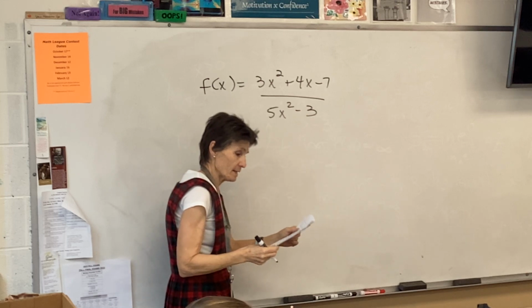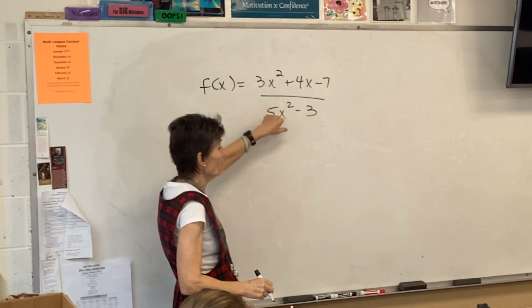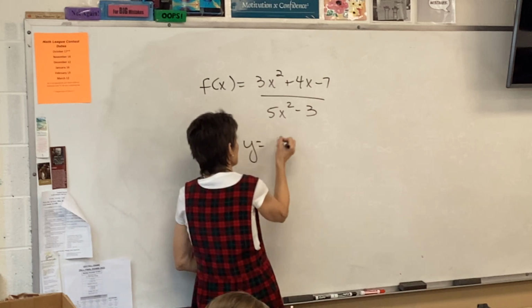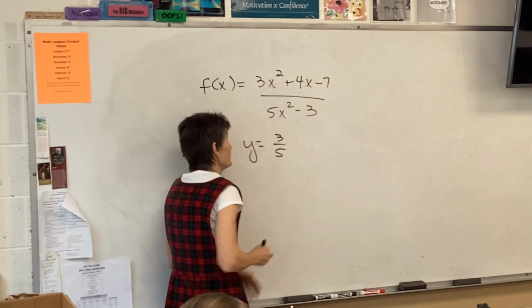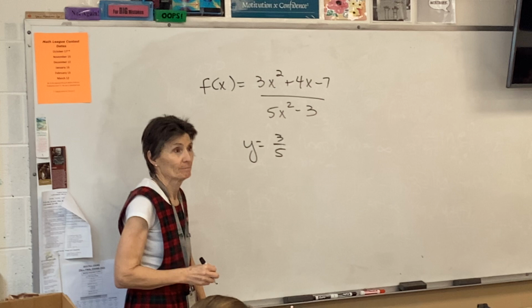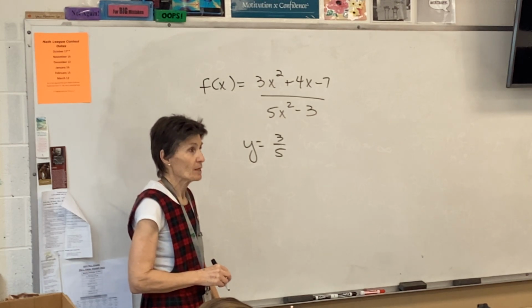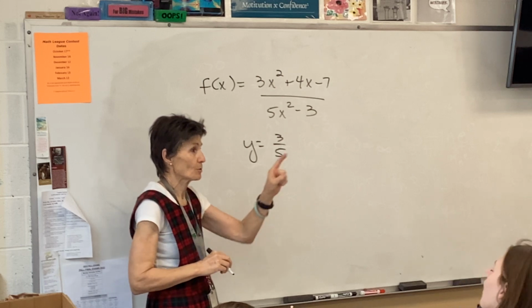Okay, so I want the end behavior asymptote. See how these powers match? So my end behavior asymptote is horizontal. It's y equals 3/5. That's it. As we go off the page, we get closer and closer to 3/5.